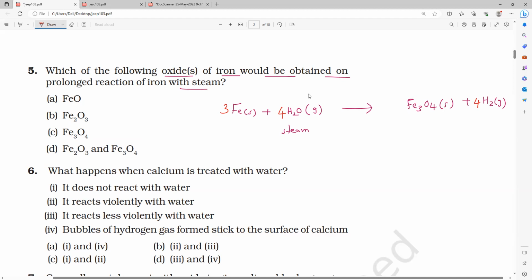Yes, Mr. Omar, are you there? Please respond. Yes, sir. So that is what you have to remember. Even with oxygen, the same products will come. So what is the name of this one? Iron 2,3 oxide. The common name of this one we call what, everybody? Magnetite. Yes, magnetite. Please proceed. Okay, so option C.